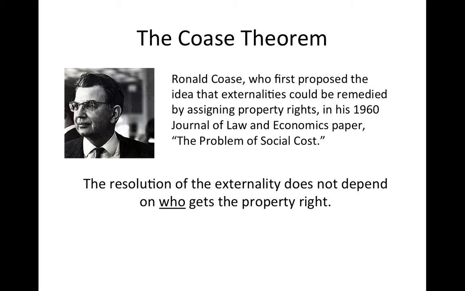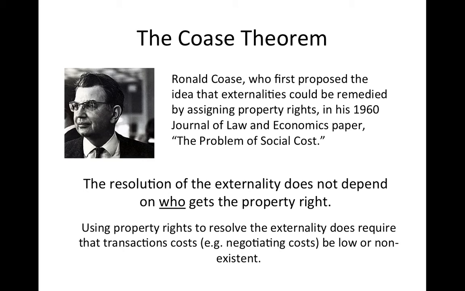Note that a key aspect of this theorem is the idea that resolving the externality does not depend on who gets the property right. In our example, in the previous slide, we could have also assigned the property right to the river to a third party, who then could have charged both the factory and the fishing guide for the use of the river. Although using property rights to resolve externalities does not depend on who gets the property right, it will only work if transactions costs are low.